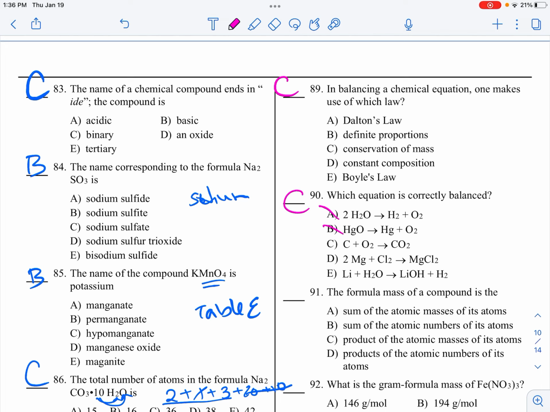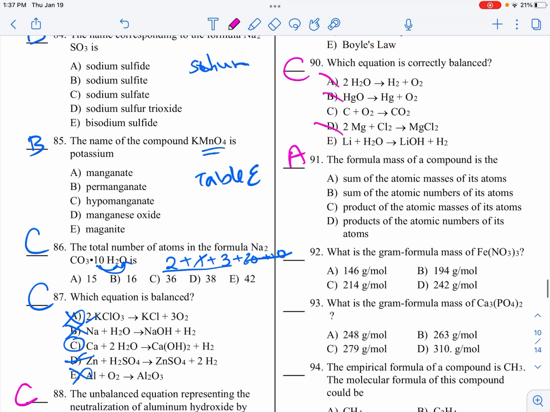The formula mass, gram formula mass, is the sum of the atomic masses of its atoms. What is the GFM of that? So, periodic table, iron, and we're going to round these, 56. Now, this is distributed, so nitrogen is 14, but there are 3 of them. So that's 42. And oxygen is 16, but there are 9 of them. Adding them up, you get 242 grams per mole.